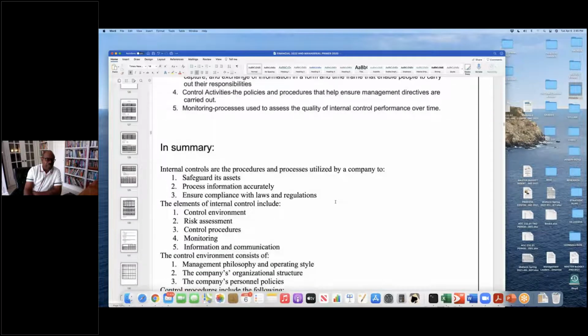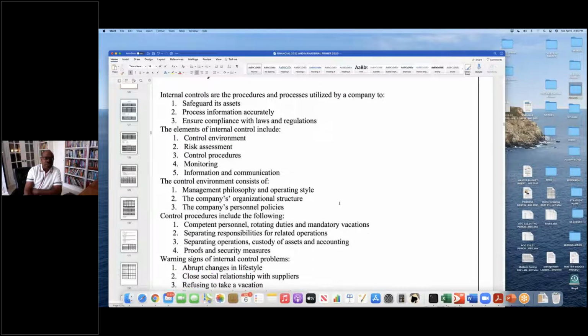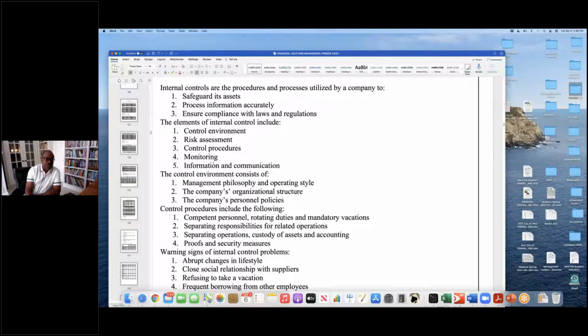So in summary, internal controls are the procedures utilized by companies to safeguard its assets, process information accurately, ensure compliance with laws. So if there are state or federal laws, that's part of control. The elements of internal control: control environment, risk assessment, control procedures, monitoring, information communication.